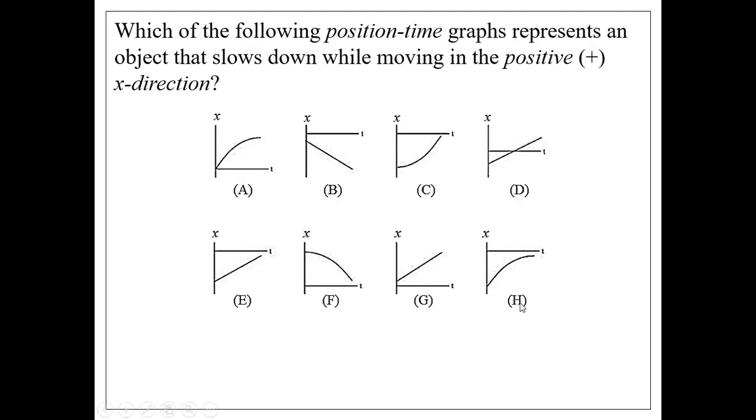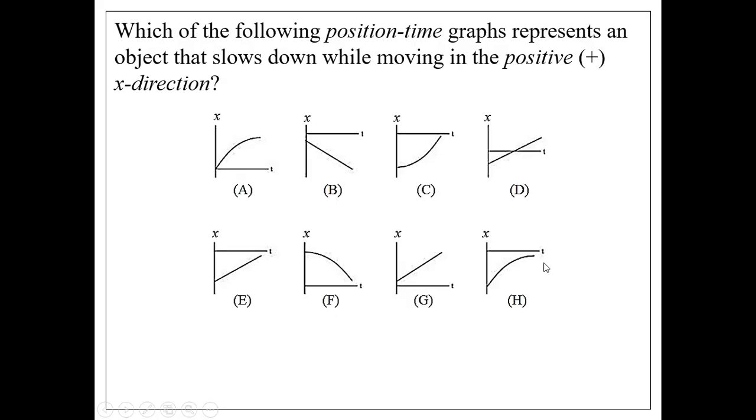Let's look at choice H. H here, once again, if you draw a tangent line, watch my cursor, if you draw a tangent line that crosses the x-axis, that is a positive slope. And as time increases, the slope keeps getting flatter and flatter. Well, it's moving to the right. How do I know that? Because the tangent line is positive. How do I know it's slowing down? Because it keeps getting flatter and flatter.